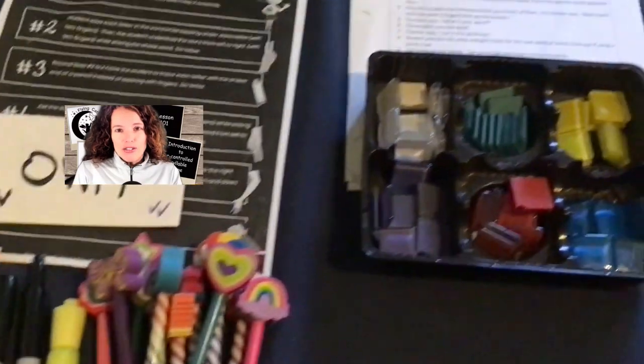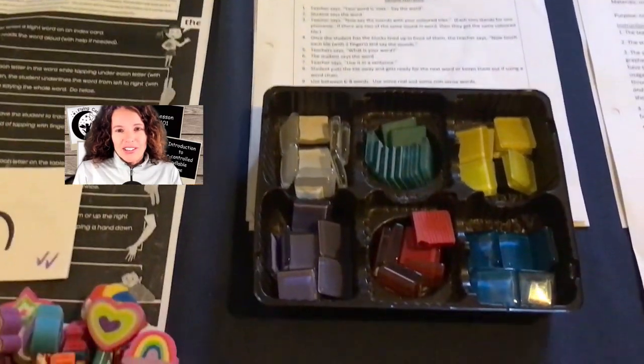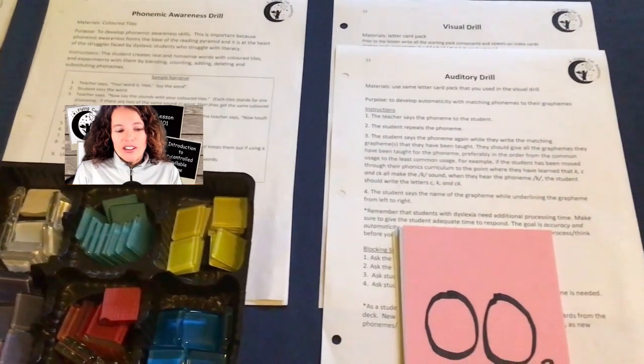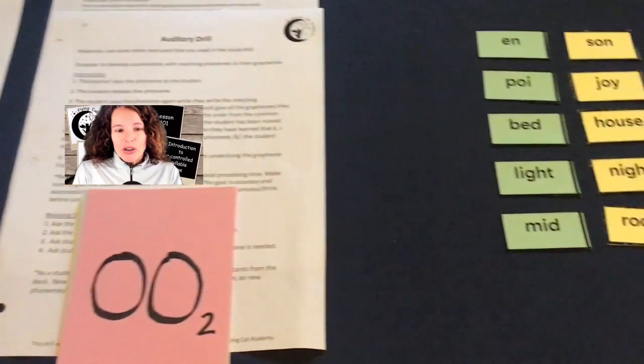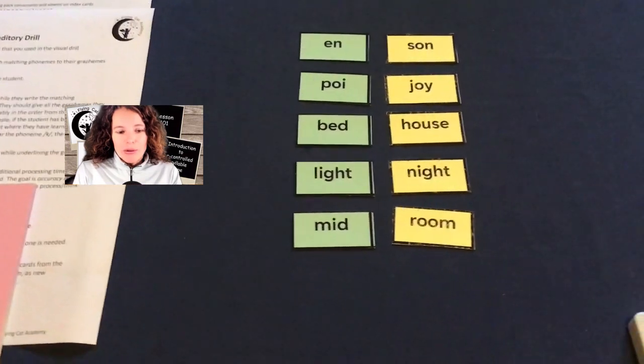For the phonemic awareness drill, you'll need the teacher instruction sheet and the colored tiles for the student. For the visual drill and auditory drill, you'll need the teacher instruction sheets and the card pack for the student. We'll have a syllable card drill in this lesson, so you'll have to have this one cut out and ready to go on the table.